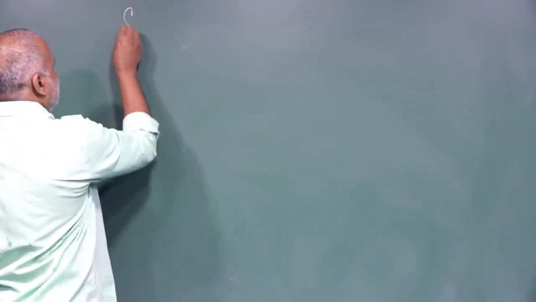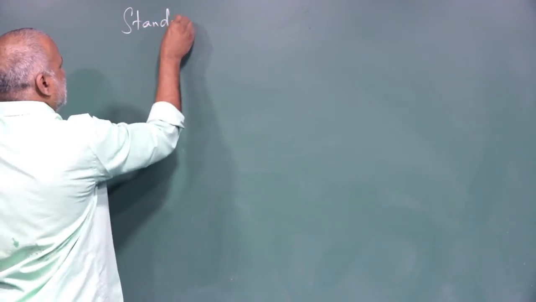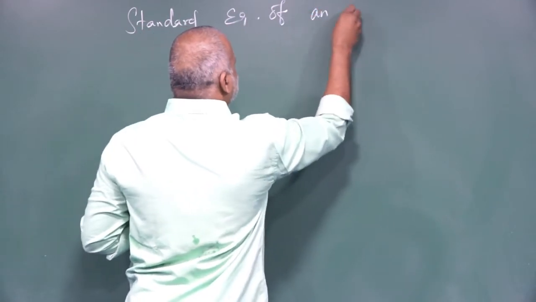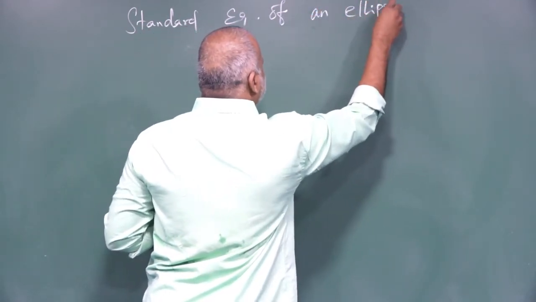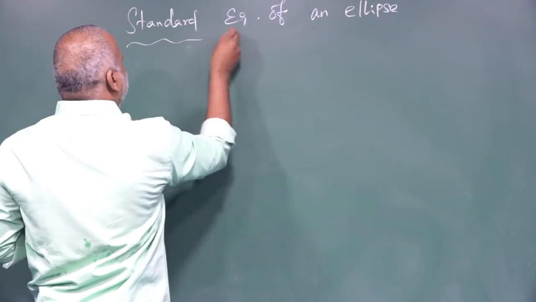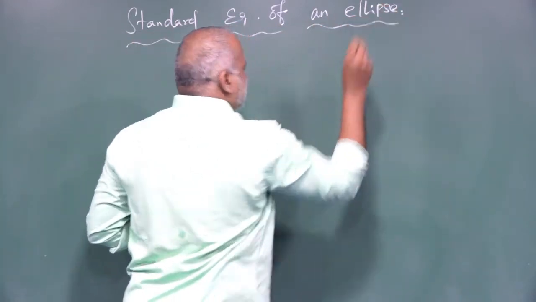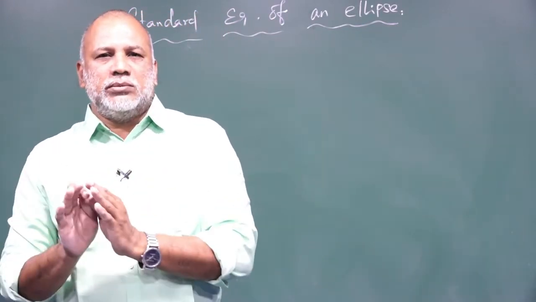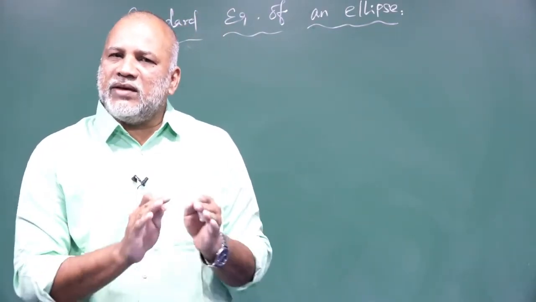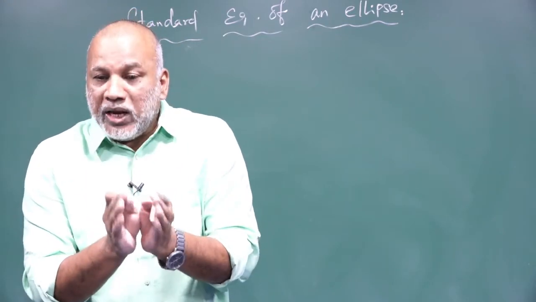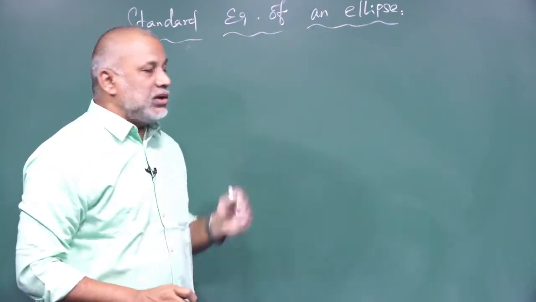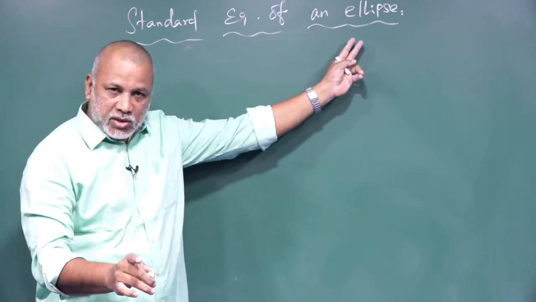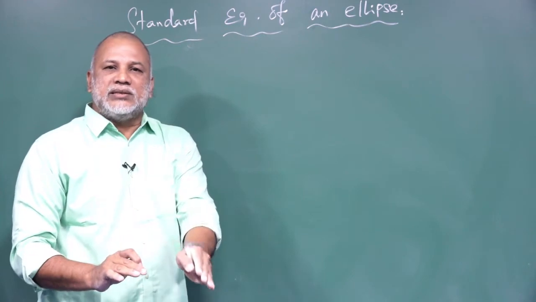Standard equation of an ellipse. This is the first topic we are going to discuss today. These are all theoretical concepts, not for marks. Board exams, these questions are never asked. But you need all the concepts based on this topic, ellipse. What is the meaning of ellipse? Ellipse is a conic with eccentricity E less than 1.